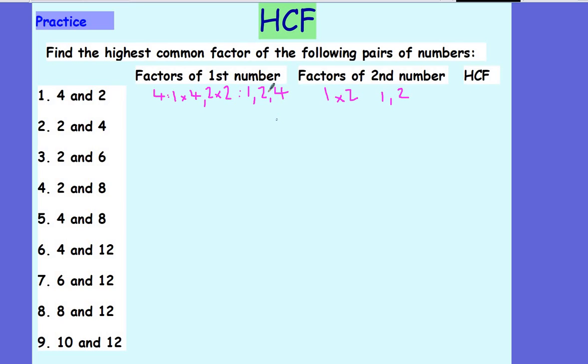Let's find the highest common factor. The highest factor that's a factor of both is 2. So that goes in my highest common factor column. On your rough paper or in your light blue books, have a go at the rest of these questions for me. Pause the video and spend 10-15 minutes doing those now.